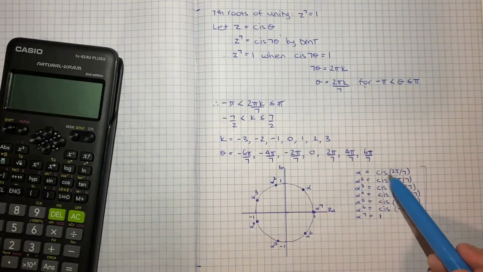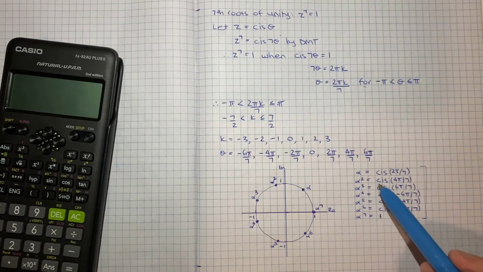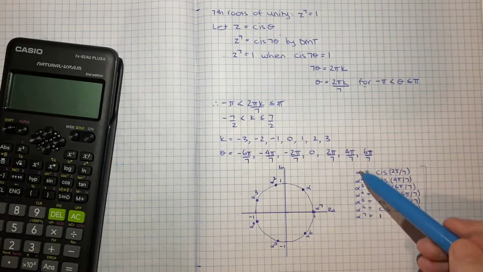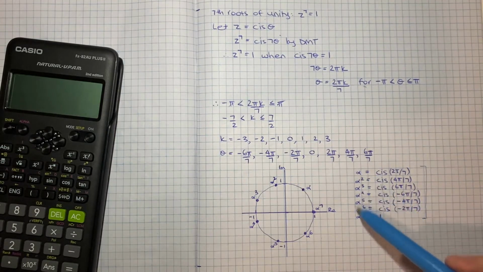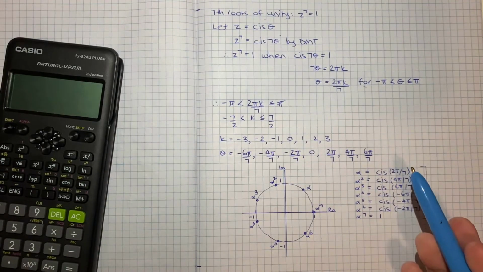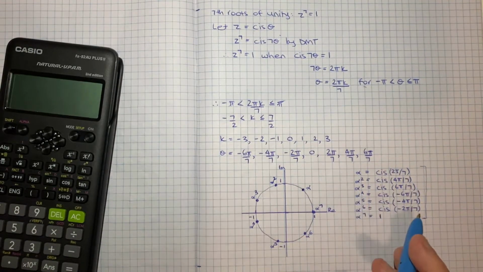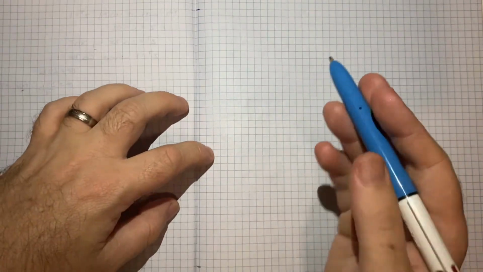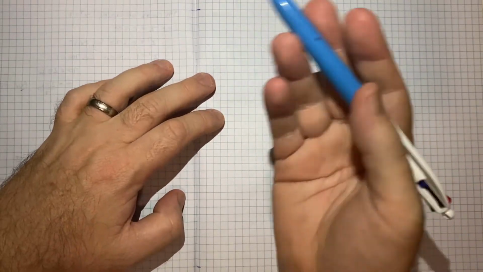So alpha is cis 2 pi on 7, alpha squared is cis 4 pi on 7, and so on. We're going to basically need to plug these into our calculator to get to where we need to get to. So we'll keep this as a reference, but I'll turn over and we'll start to tackle the final part of this question, which was all about the cubic.